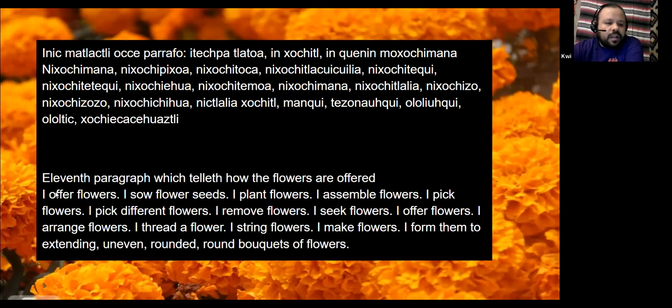That translates into English, 11th paragraph, which tells us how the flowers are offered. I offer flowers. I sow flowers, I plant flowers, I assemble flowers, I pick flowers, I pick different flowers, I remove flowers, I seek flowers, I offer flowers, I arrange flowers, I thread a flower, I string flowers, I make flowers, I form them into extending, uneven, rounded, round bouquets of flowers.